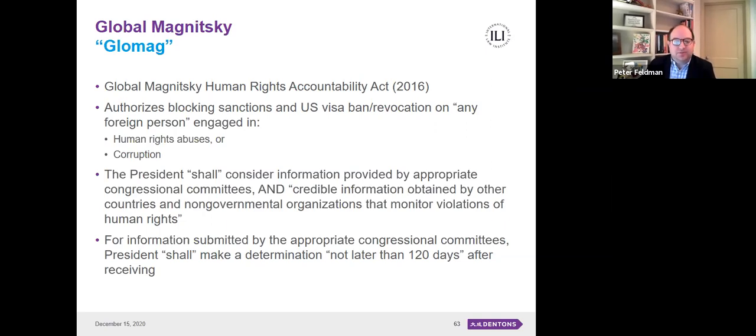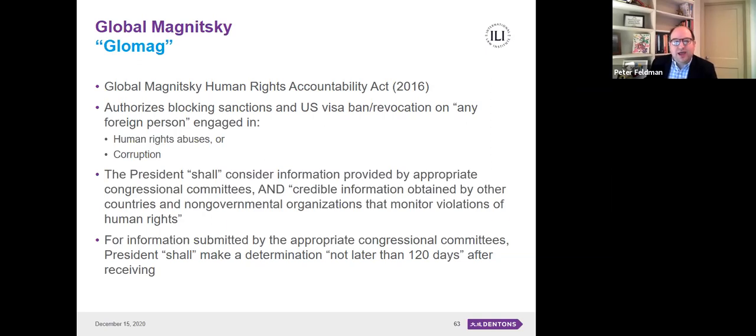The same goes for corruption. Here, for purposes of GLOMAG, corruption means a foreign government official who's responsible for acts of significant corruption, or someone who is associated with that official or who facilitates the corruption. And here, corrupt acts can include things like expropriating private assets or public assets for personal gain, corruption in government contracts or in the extraction of natural resources, as well as things that are more traditionally thought of as corruption, like bribery and sheltering the proceeds of crime and ill-gotten gains.